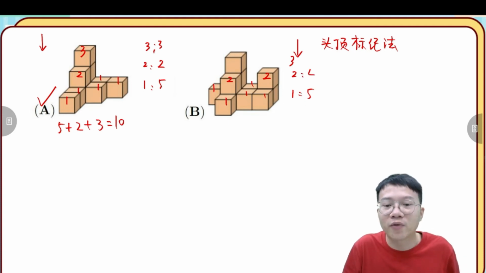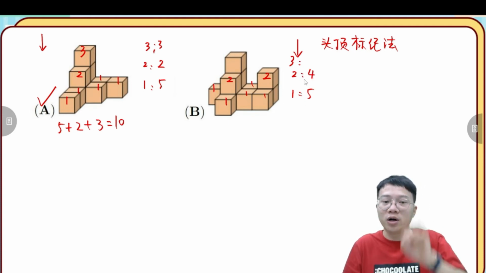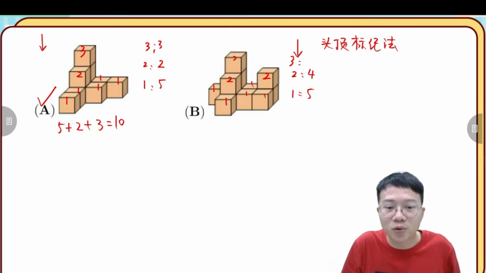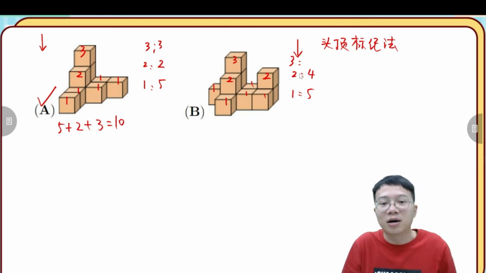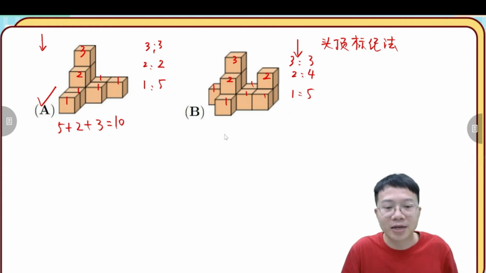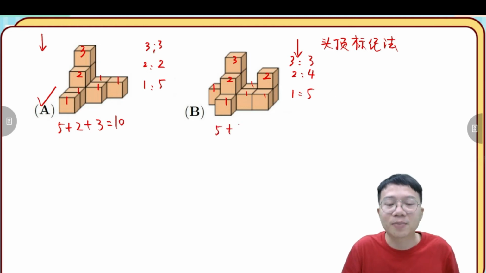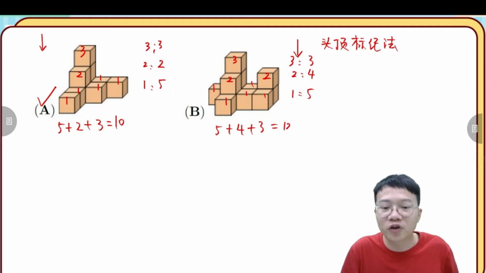Yes, and then 2, pay attention, it's not 1. We have 2 because it's the second floor. So altogether we have 4. And what about the third floor? We see 1, but here actually we have 3. Altogether 3. So here, how many do we have? Yeah, so here we have 5, and then plus 4, and then plus 3. Altogether we have, yes, 12 cubes.